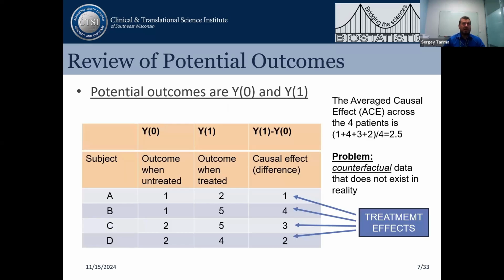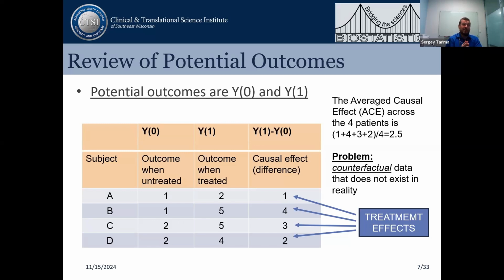Review of potential outcomes. Let's consider four patients and enumerate them A through D. Each of these patients can be treated or not treated, so we essentially consider only two groups, treated or not treated. Maybe it's not correct to say groups, because groups typically mean different patients in each group. Rather, these are two different conditions, treated and untreated, and each patient can be either treated or untreated.